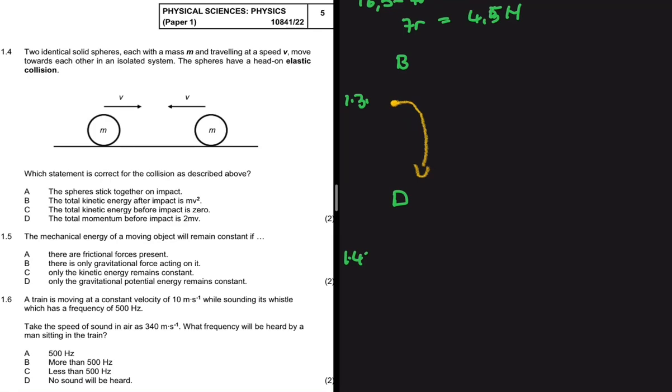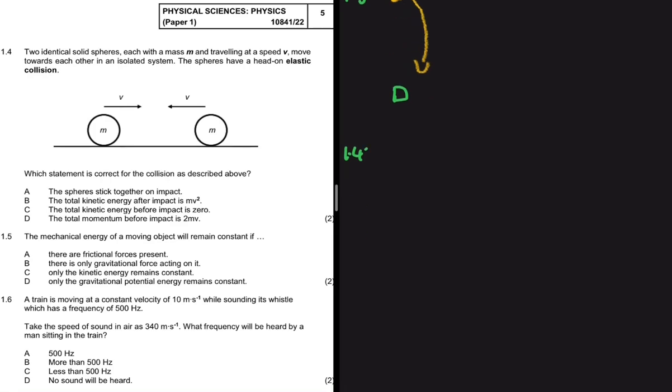If the collision is elastic, then the momentum, Σp before, shall be equal to Σp after, right? And another thing that is true about an elastic collision, Ek before should be equal to Ek after, right? So the momentum before is m multiplied by v plus m multiplied by minus v, because the other solid sphere has the same mass but moves in the opposite direction.